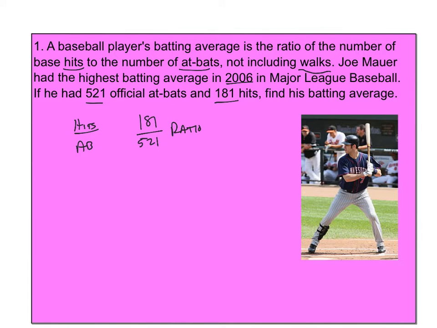All right, so now we often calculate it out. So if you throw that into a calculator, you're going to get 0.347. So that would be his batting average right there. Okay, that's his batting average. That's what you're looking at. But that stems from this ratio.